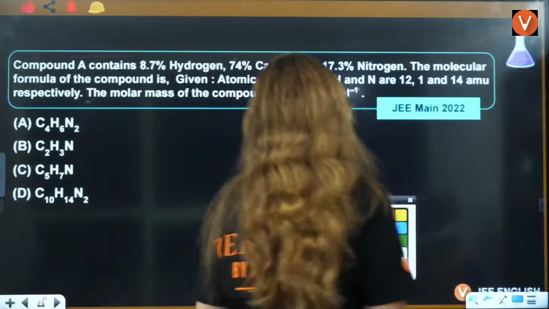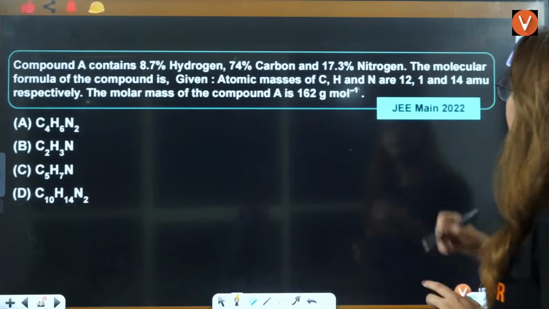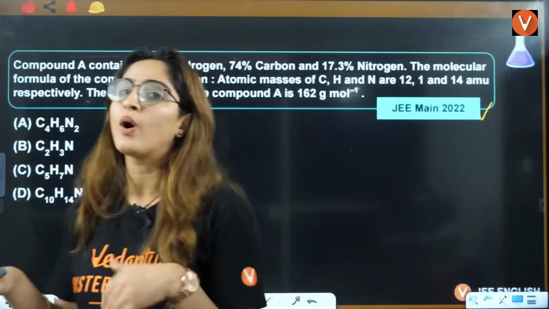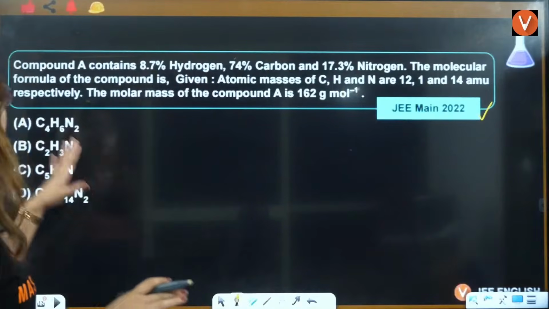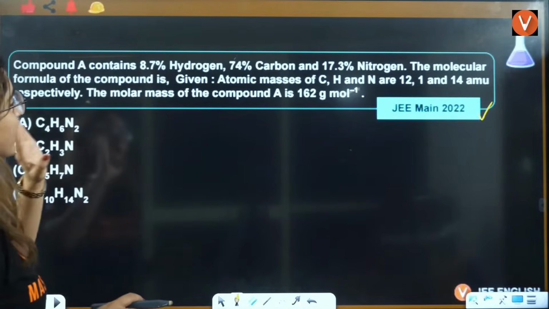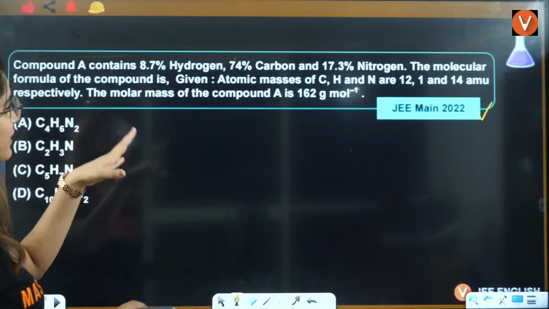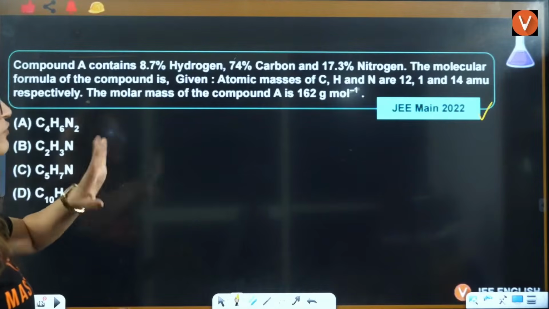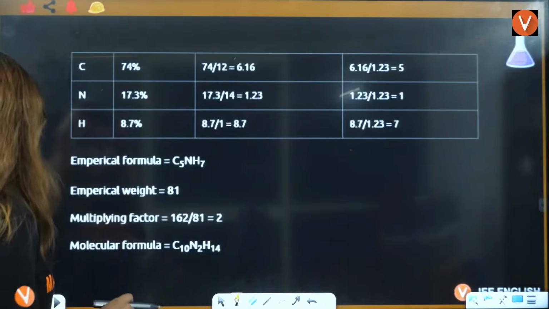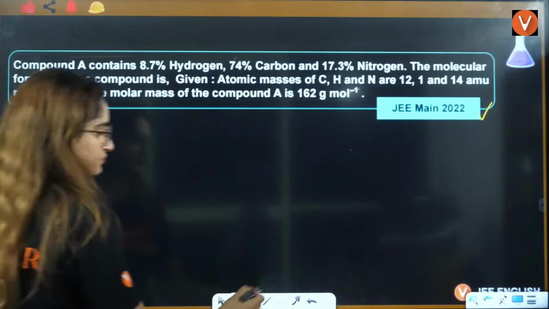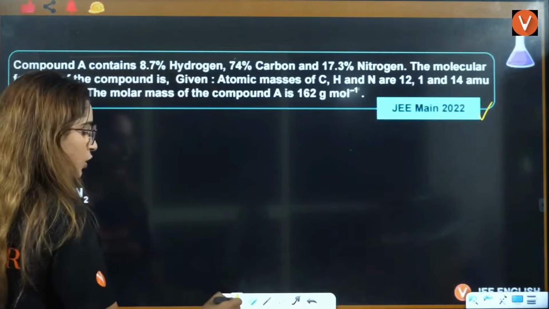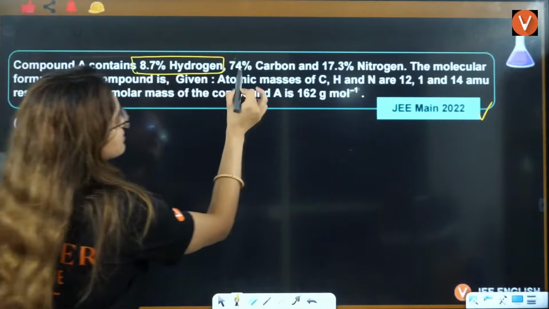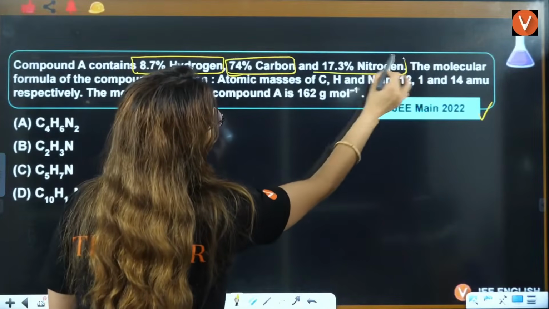Okay. Now, let's do the next question, that is JEE Mains 2022. By this, you will get an idea what kind of question they ask you here, right? So, compound A contains hydrogen, carbon, nitrogen, percentage is given, right? Atomic mass of this, we already know. The molar mass of the compound is this. See, let me just show you here what you have to do. Hydrogen is 8.7, carbon 74, and nitrogen 17.3.